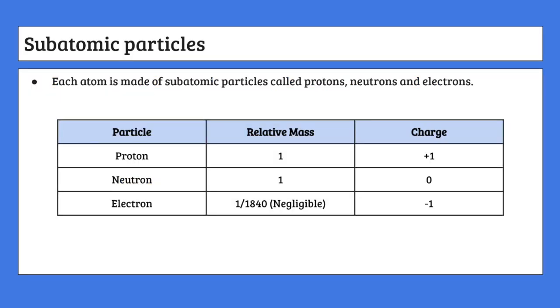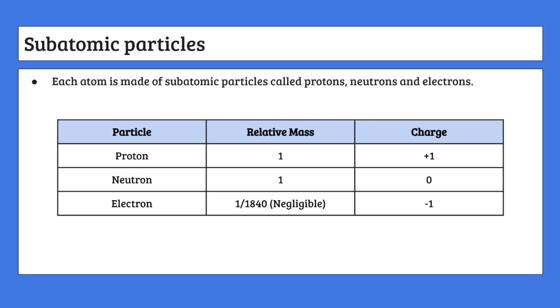Next up, let's talk about subatomic particles. Every atom is made of components called subatomic particles, which are called protons, neutrons, and electrons. Now, these subatomic particles have specific relative masses and charges that are unique to each subatomic particle. This table outlines that. We can see that a proton has a relative mass of 1 and a relative charge of +1. A neutron, on the other hand, has a relative mass of 1 but a neutral charge of 0.